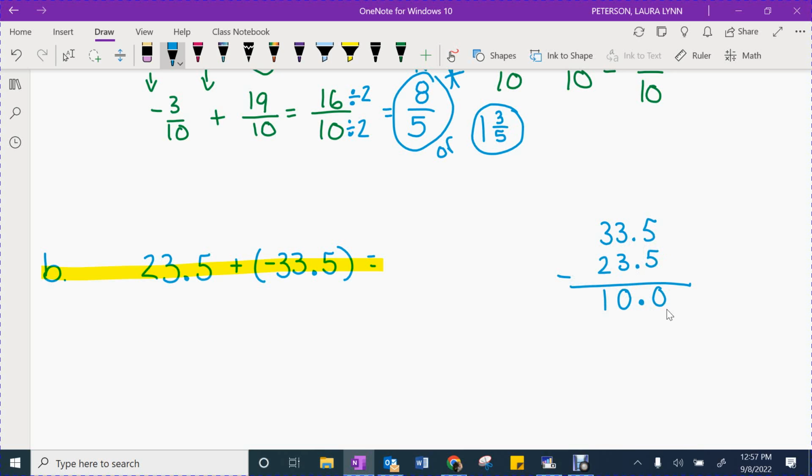So I get 10.0, but I have to decide, is this positive or is it negative? Well, what number is bigger? 23.5 or 33.5? 33 is bigger, and 33 is negative, which makes our answer negative. So we have negative 10.0, but that's the same thing as just negative 10. So the final answer is negative 10.